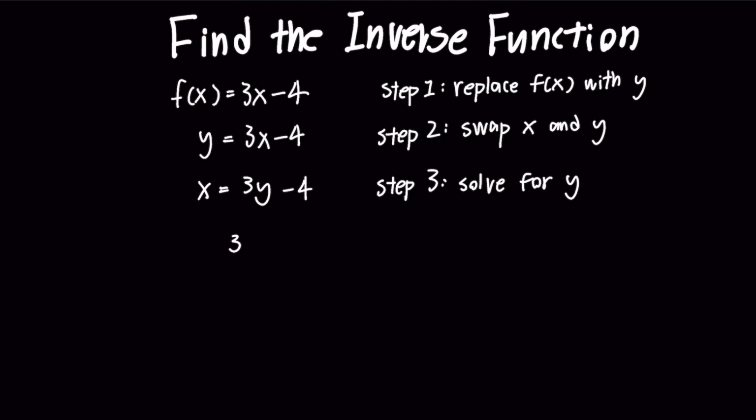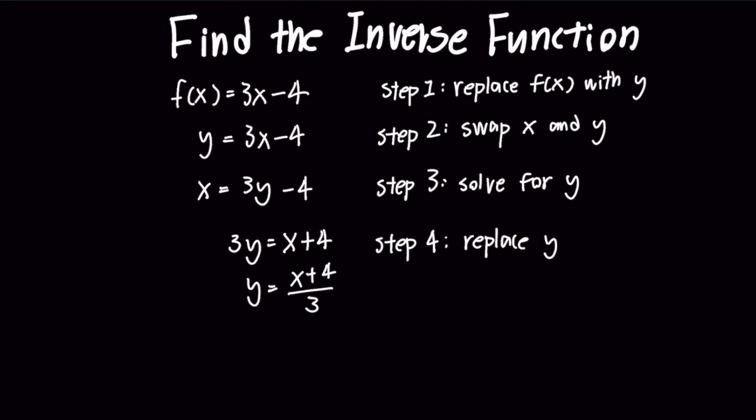I'm going to isolate 3y by adding 4 on each side. So that's going to give us 3y equals x plus 4, and then divide each side by 3, and then we get y equals x plus 4 all over 3. And the fourth and final step is to just replace the y with inverse of f of x.